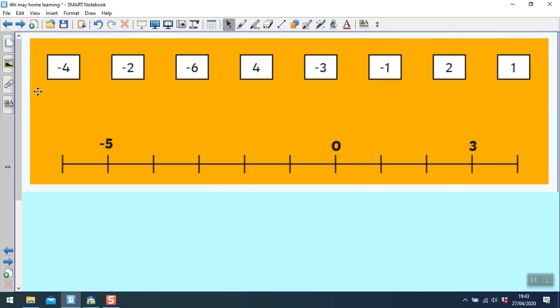Have a look at this now. I'd like you to think about where each of these numbers would go on the number line. Either pause the video to draw the number line or pause the video to point to somebody in your house where each of these numbers go.